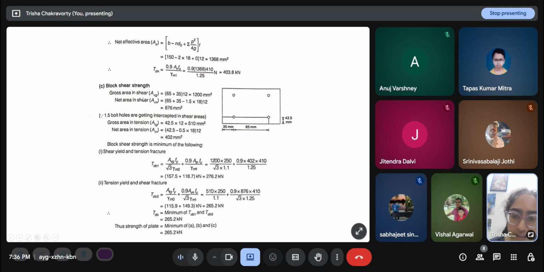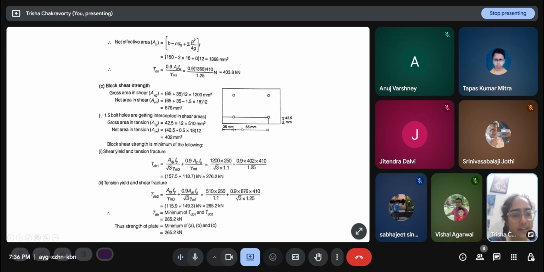The gross area in shear is this part, we don't separate bolt holes when it comes to gross area. So 35 plus 65 into 12, that is 1200. Now gross area in tension, the tension is considered to be this part. So the gross area in tension is 42 into 12, because we don't subtract the bolt hole when it is about gross area.